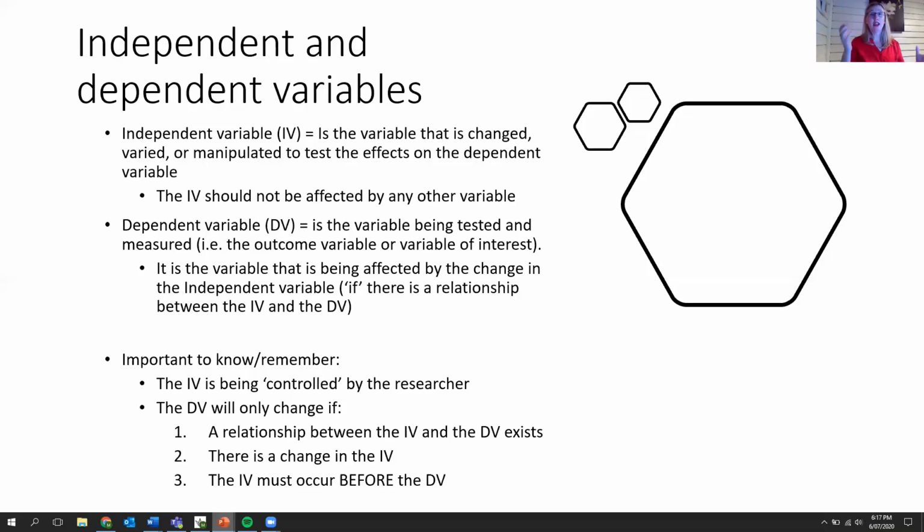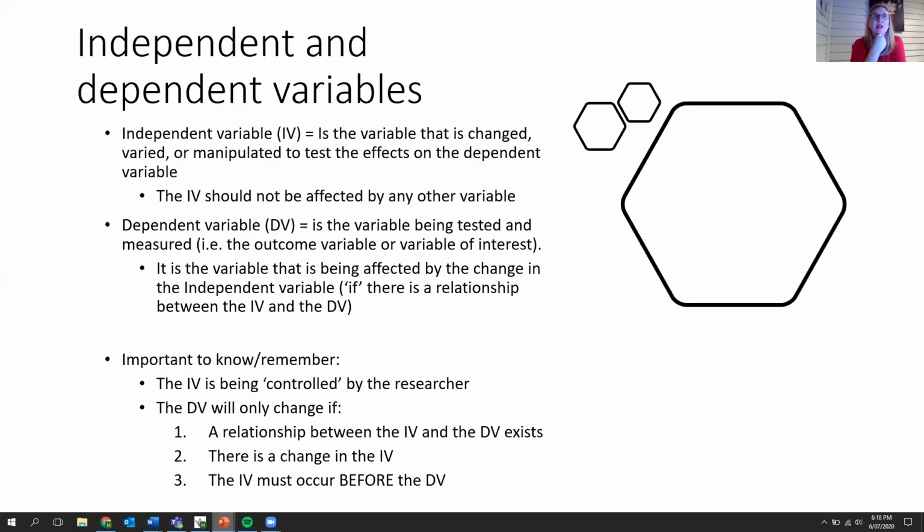All right? And if we have perfect experimental conditions, the independent variable is the one that's being controlled by the researcher. Or even if we don't have control over it, we can put it into categories and see how those categories affect the outcome or the dependent variable. Now, it's important to remember the three following things. The dependent variable in an experiment will only change if there is a relationship between the IV and the dV, there is a change in the IV, and the independent variable must come before the dependent variable.